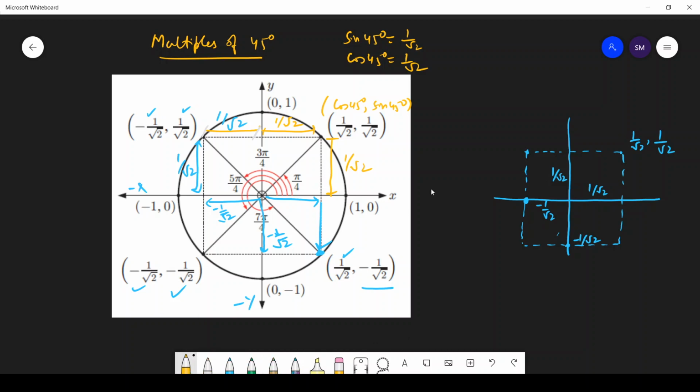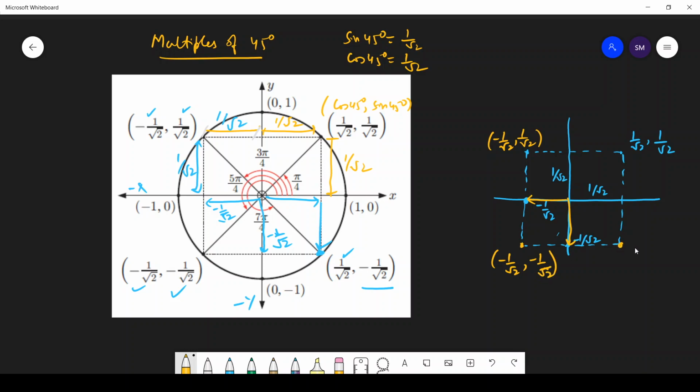Sir, why is this line 1 by root 2? Yes, x is this. So x coordinate, right? First x coordinate, then y coordinate. So minus 1 by root 2 and 1 by root 2. What are the coordinates of this point? Minus 1 by root 2 and minus 1 by root 2. What are the y coordinates? Minus 1 by root 2.